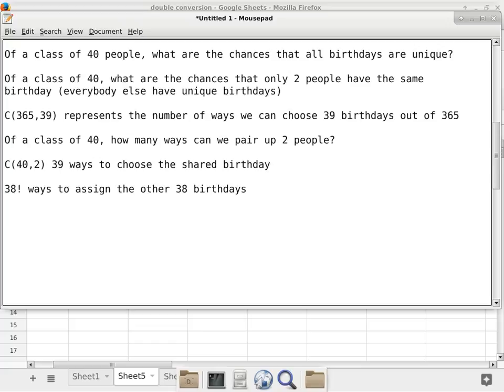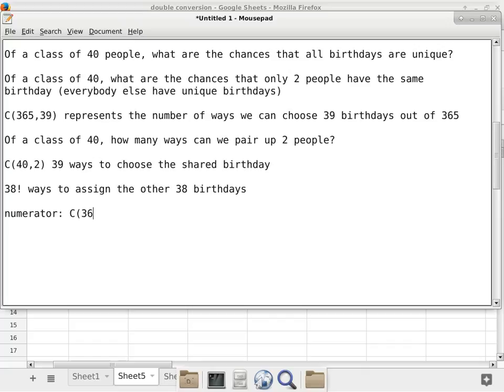Question? Nope. Okay. So what is going to be our numerator? The numerator is the number of outcomes that meets our requirement. Our requirement is out of the class of 40, we have exactly 2 people having the same birthday. The other 38 people have unique birthdays. So how do you do that calculation?